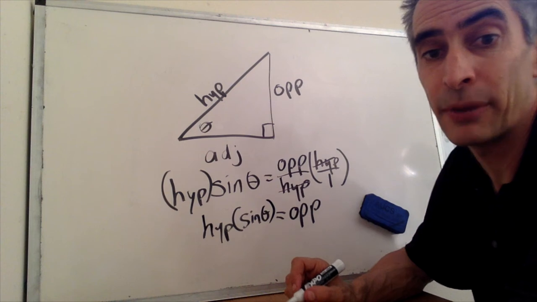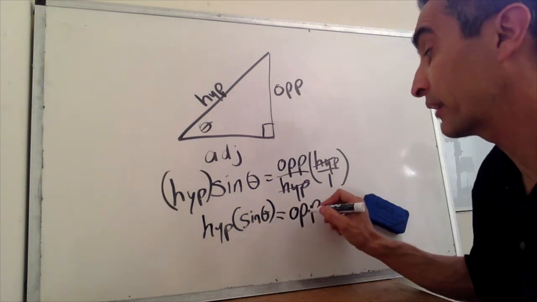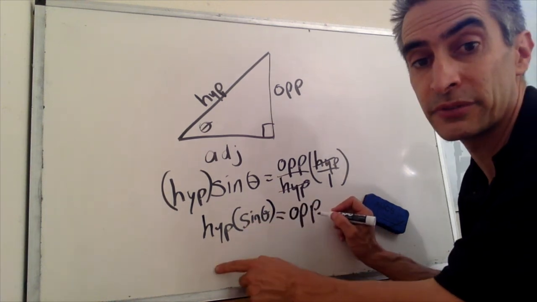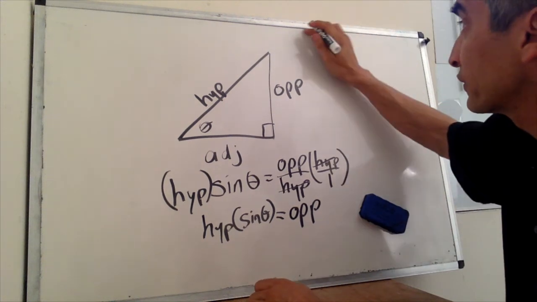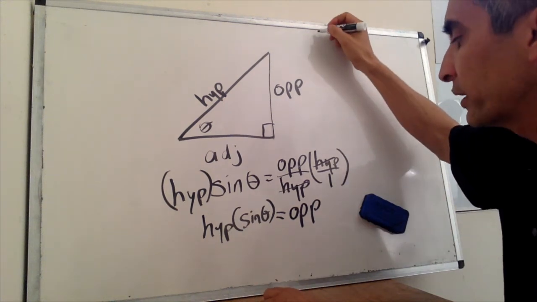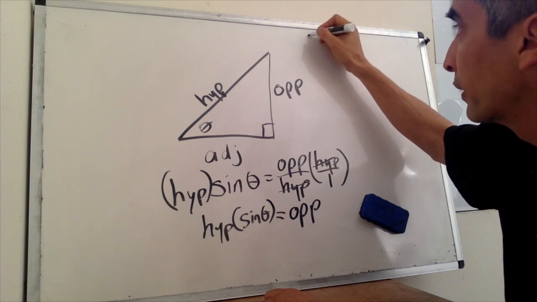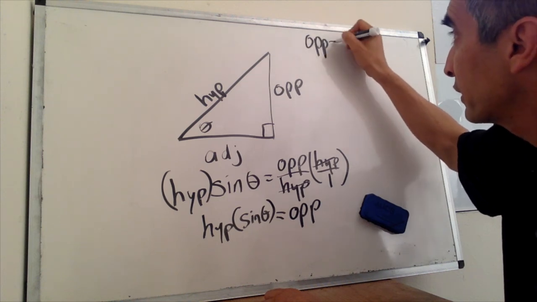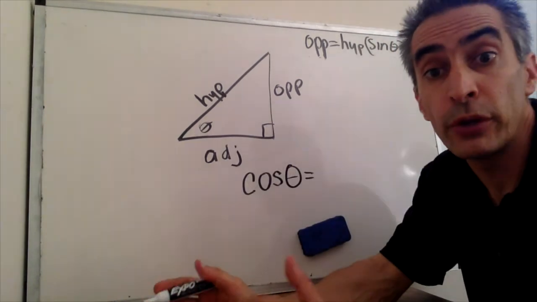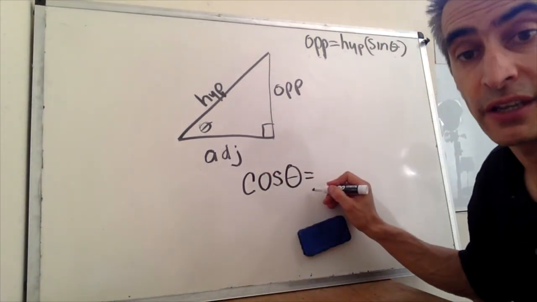So now we have the opposite side written in terms of hypotenuse and sine. We're going to take this formula and write it up here because we are going to use this in a little bit. Opposite equals hypotenuse times sine of theta.